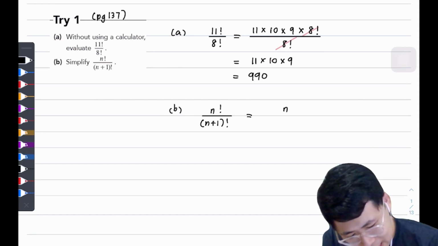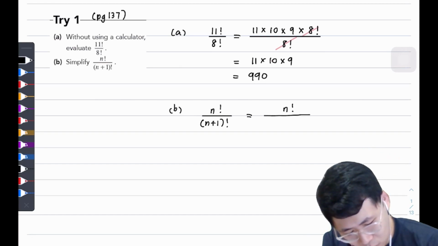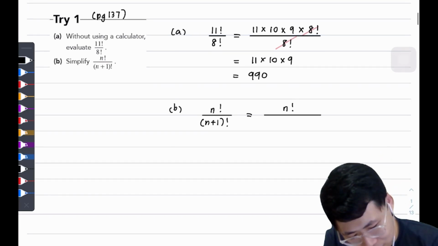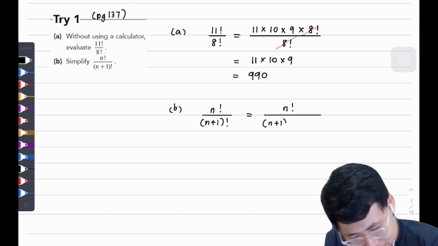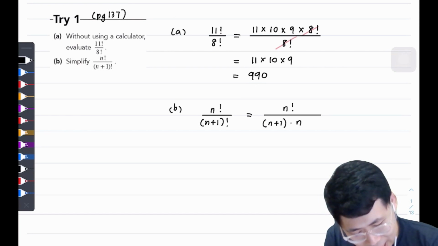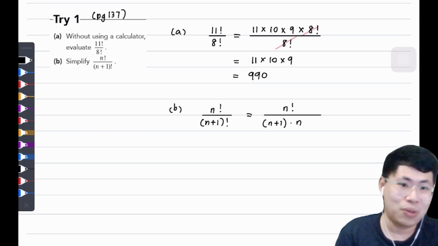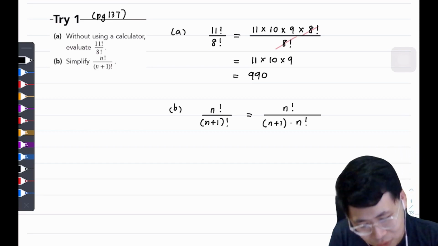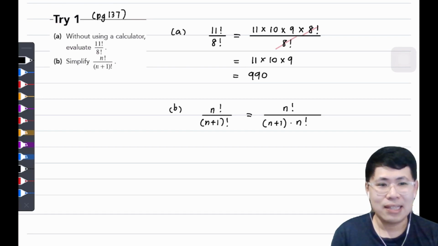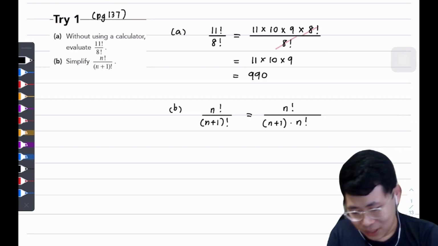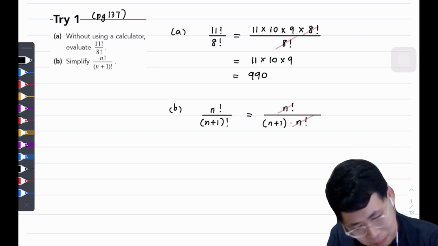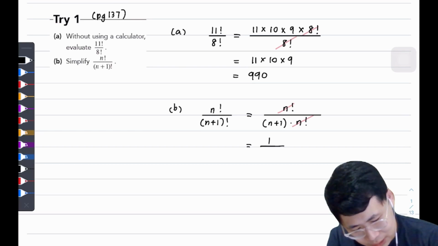So n factorial means n, n minus 1, n minus 2, all the way to 3, 2, and 1, right? And then the n plus 1 factorial, I can start with n plus 1, then I multiply with n times n minus 1, n minus 2, n minus 3. Keep multiplying, right? But I'm lazy, so I can just stop over here. And now I see that the top and bottom are the same, so I can just cancel this, cancel this. So this will be simply 1 over n plus 1.